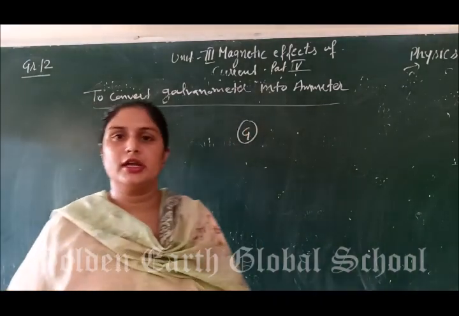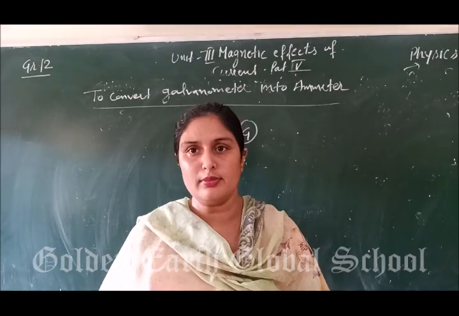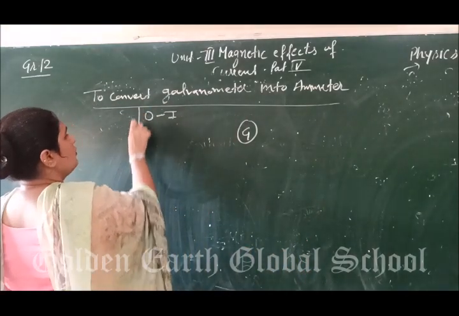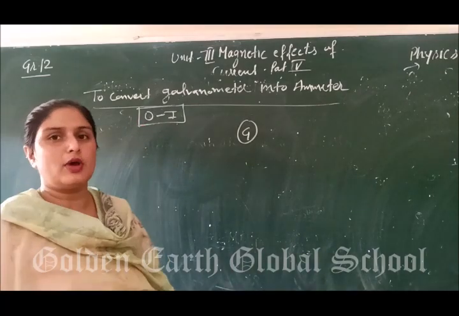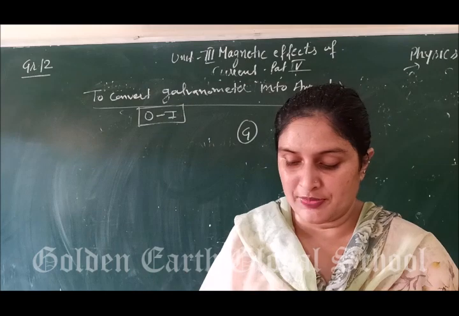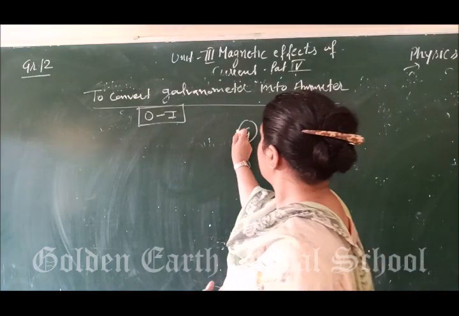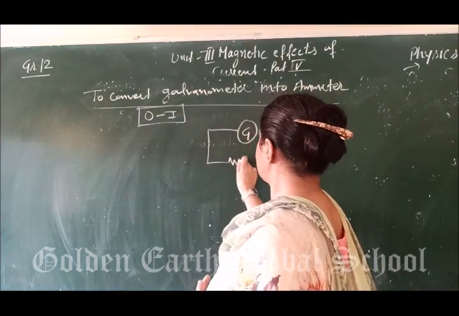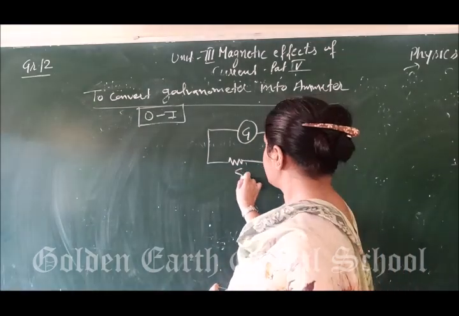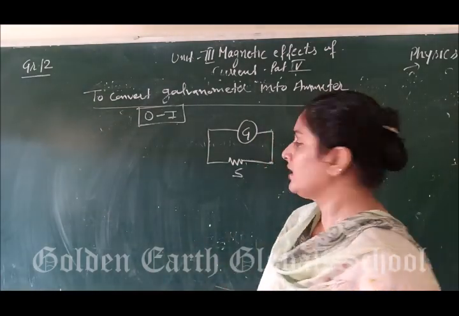Now to convert the galvanometer into ammeter, let us suppose we have a galvanometer G, and we want to convert this galvanometer into ammeter of range I. Means we want to measure the current from 0 to I ampere. It can be 0 to 5, 0 to 6, 0 to 7, and so on. Now for this we are going to connect a shunt resistance in parallel to the galvanometer.